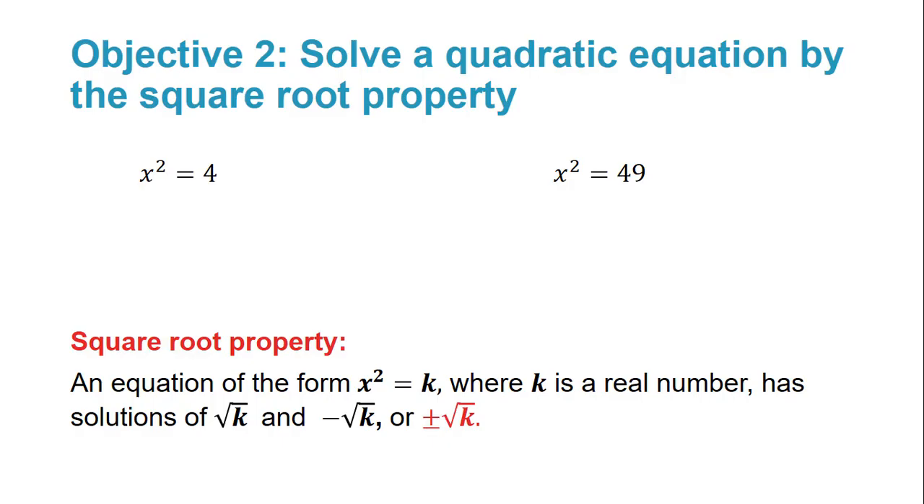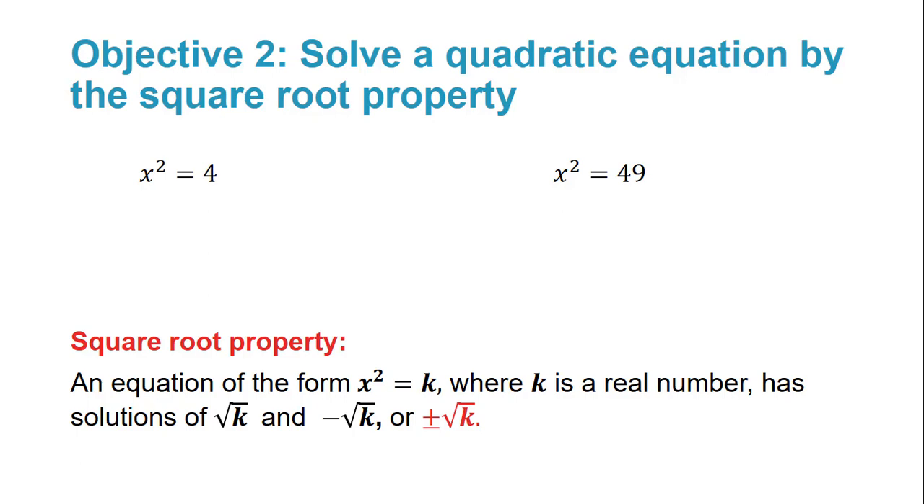In this video, I'll share with you how to solve a quadratic equation by applying the square root property. Let's revisit the first method for solving by factoring with these two equations, x squared equals 4 and also x squared equals 49. Let's say I don't know anything about the square root property.